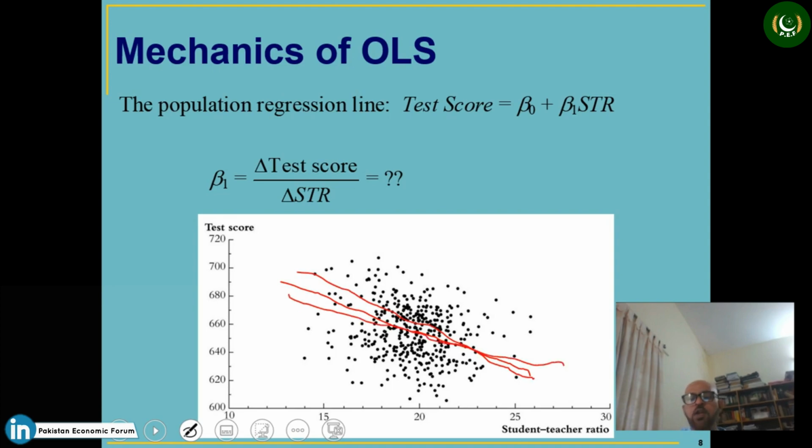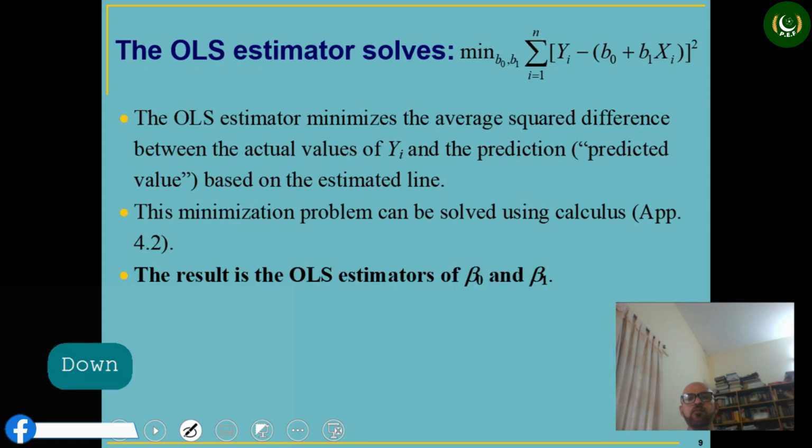Or should it be this one? So which line to fit? The one where beta naught and beta 1 are chosen such that the sum of squares of errors, the residuals, is minimized. Those are called OLS estimators, because they make the difference between the residuals and fitted values their minimum.